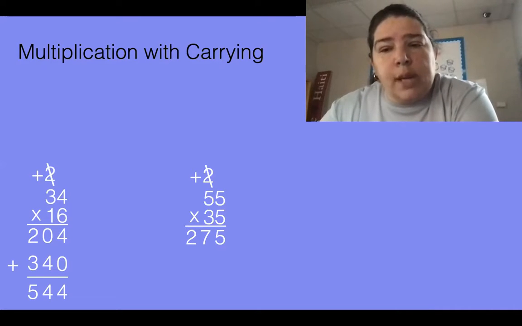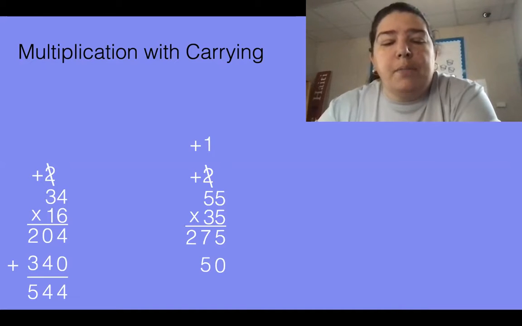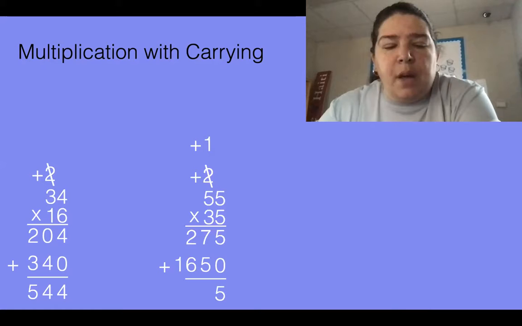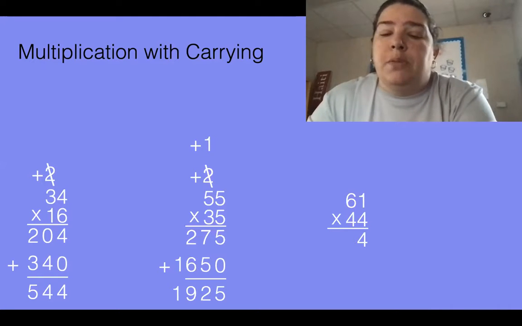Go ahead and put your 0 down to hold your place so that you know that you're multiplying by tens and not by ones. 5 times 3 is 15. Put down the 5 and carry the 1. Sorry. 5 times 3 is 15, plus 1 is 16. And these two, again, are called partial products. You add them up, and your answer will be 5 plus 0 is 5. 7 plus 5 is 12. 6 plus 2 plus 1 equals 9. And 1 plus 0 is 1. Your answer is 1,925.